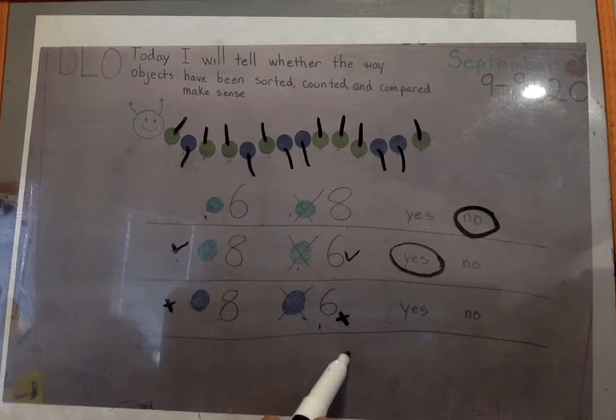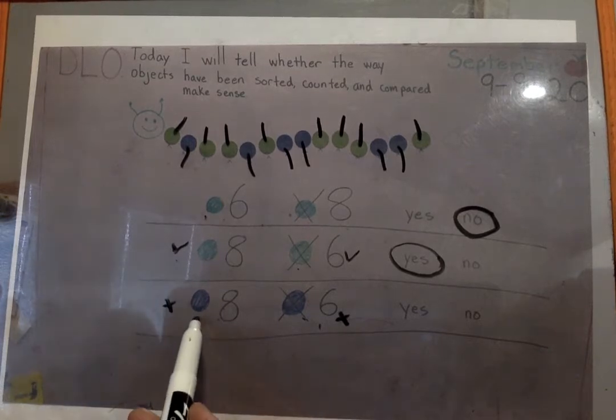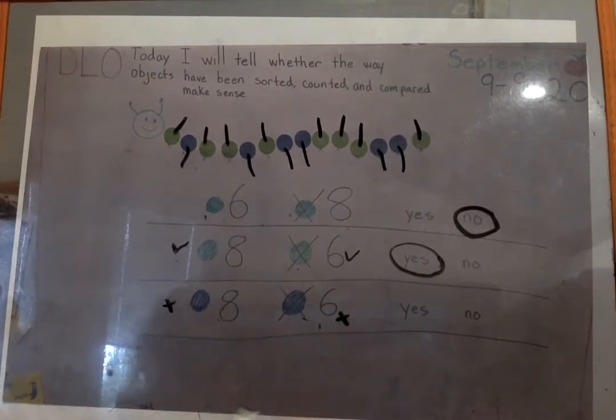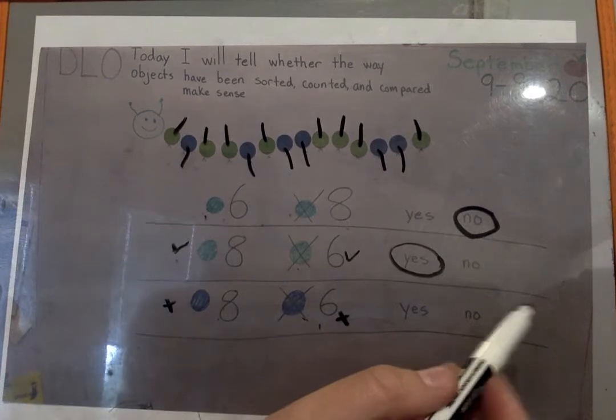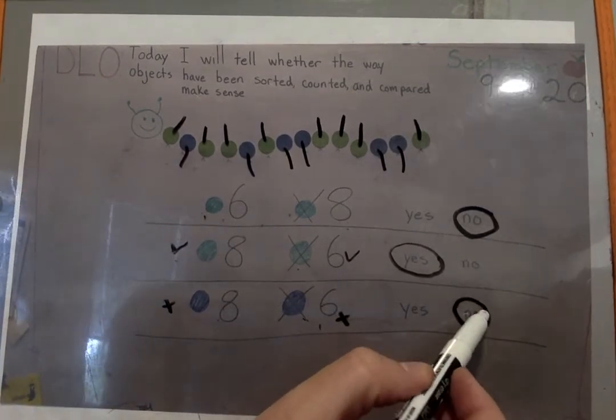So is this statement true? 8 blue and 6 non-blue? It is not true, so we will circle no.